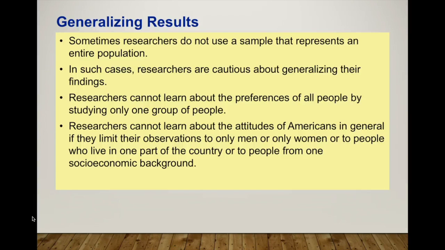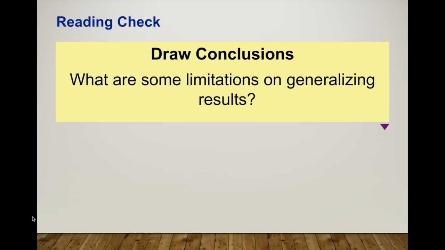Sometimes researchers do not use a sample that represents an entire population. In such cases, researchers are cautious about generalizing their findings. They cannot learn about the preferences of all people by studying only one group of people. They cannot learn about the attitudes of Americans in general if they limit their observation to only men or only women, or to people who live in one part of the country, or to people from one socioeconomic background. What are some limitations on generalizing results?